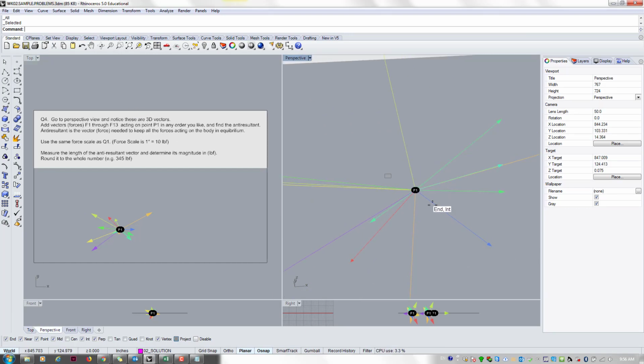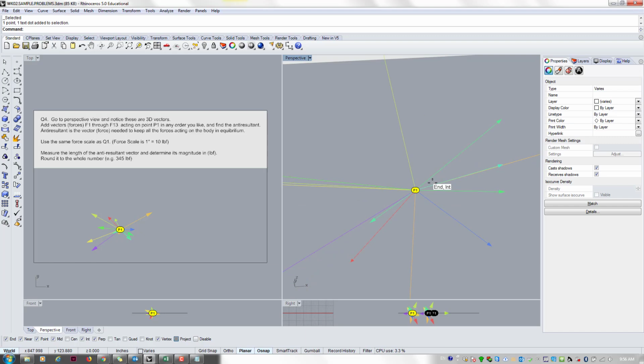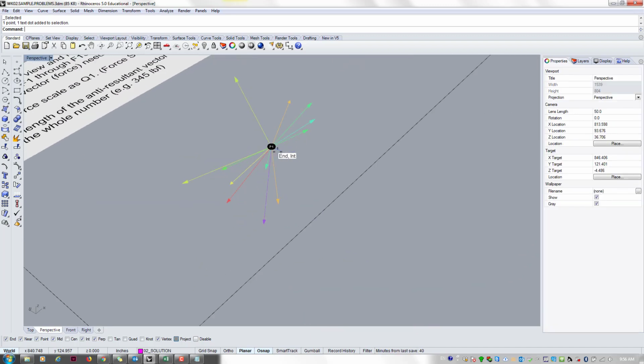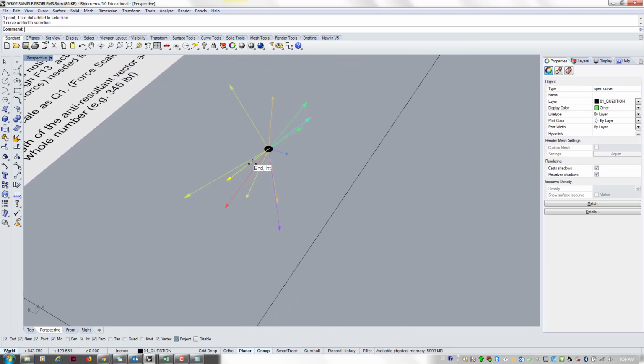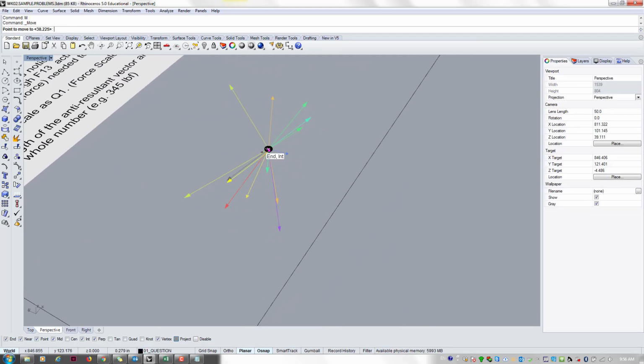All of these forces are acting, like this object in space being pulled in all these different directions. We can add all of these forces in any order you like and find the anti-resultant. I'm asking for the anti-resultant in this case, with the same scale. What you do is essentially exactly the same. You don't have to do anything differently.